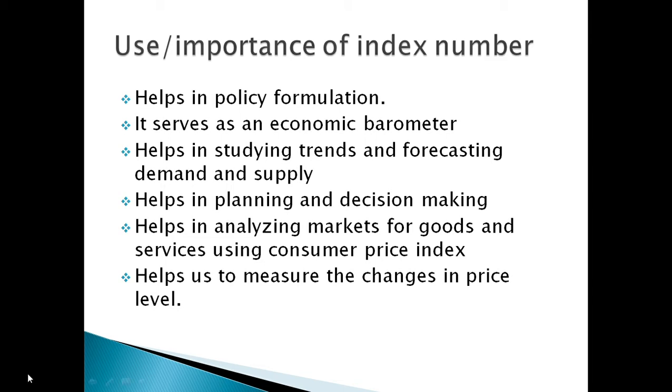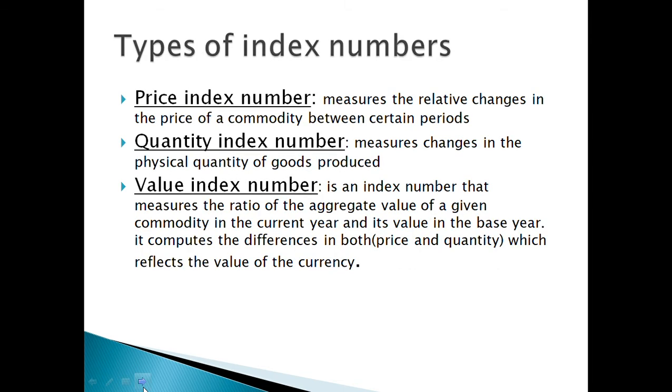Now, on the slide, we have the types of index numbers. We have three basic types of index number. The first one is the price index number, the second the quantity index number, and the third is the value index number. The first, which is the price index number, simply measures the relative changes in the price of a commodity between certain periods.